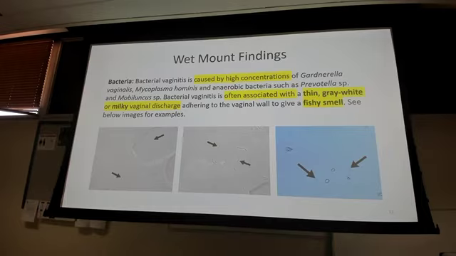Wet mount findings, you can see a lot of bacteria. Just know that bacteria is normal flora in the vaginal canal, but if there is a whole bunch of bacteria all over the place, then that could indicate something is going on with her. In bacterial vaginitis, you'll see high concentrations of Gardnerella vaginalis, Mycoplasma hominis, and anaerobic bacteria such as Prevotella and Mobiluncus species.